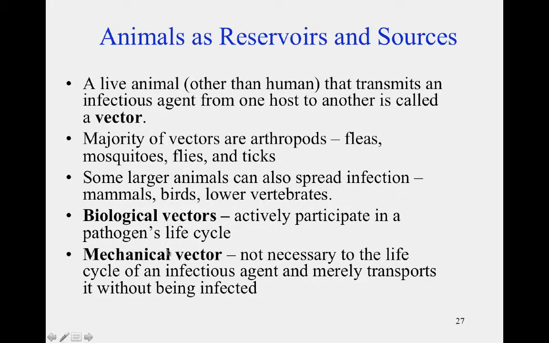This is different than a mechanical vector. In the case of a mechanical vector, this would be at a summer barbecue. You have a fly that lands on a pile of poop in the yard and gets some bacteria on its legs and then flies over to your potato salad and transmits that bacteria on its legs. But the pathogen is not actively replicating within that vector. So it's not necessary to the life cycle, and it's just transporting it without being infected.